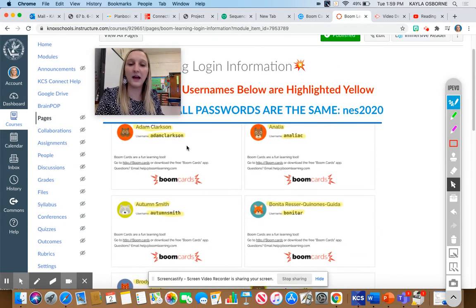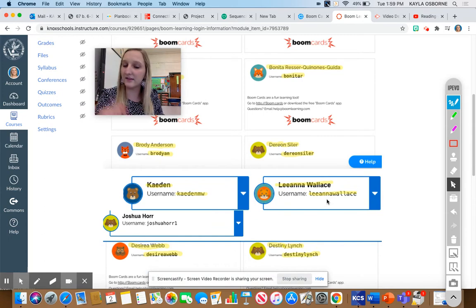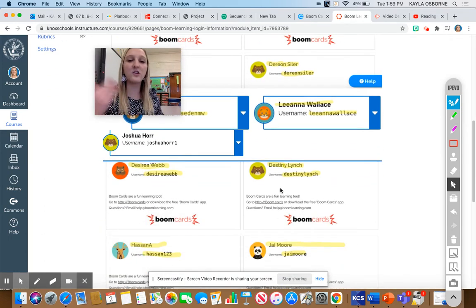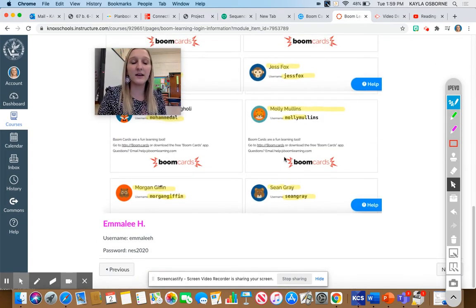So Adams is just Adam Clarkson. Darion's is Darion Seiler. Leanna is Leanna Wallace. So it just goes through, but not everyone has that. Like sometimes Hassan's is Hassan123. So look on there to find your username and password and go ahead and get logged in. So you should be good to go. All right.